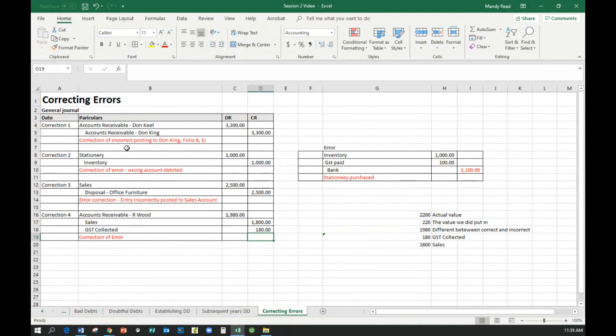You can see the narrations. Please don't forget your narrations in your transactions. This one here is a correction of incorrect posting to Don King, Folio 8, sales coming from the sales journal. This one here is the correction of error, wrong account debited. This one here, error correction, incorrectly posted to sales account. And this one here, just correction of error.